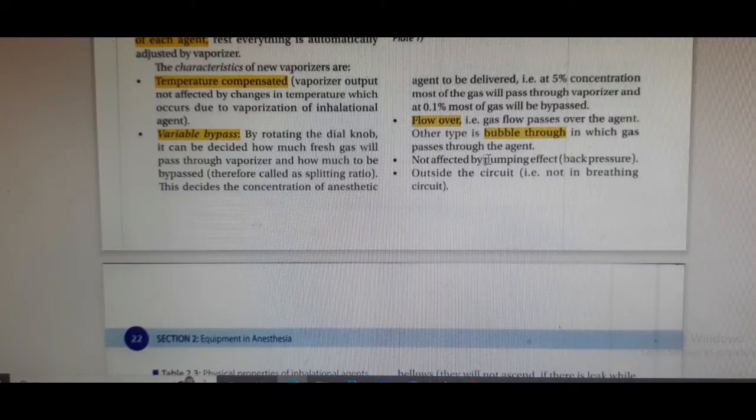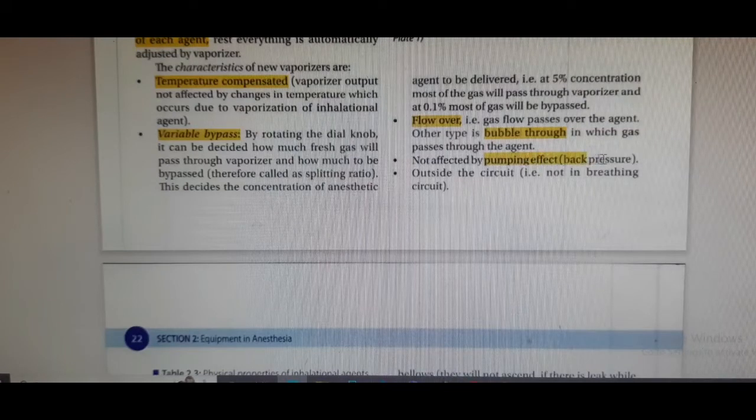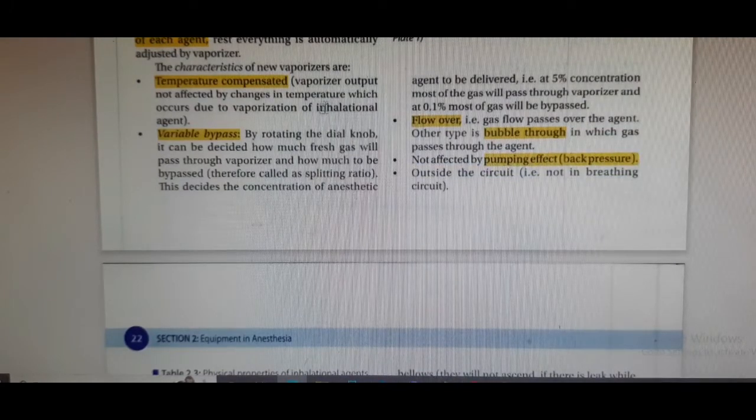Next, not affected by pumping effect. So there is no back pressure happening in new vaporizers. That is one of the characteristics of the new vaporizers. They are outside the circuit, that is, not in the breathing circuit.